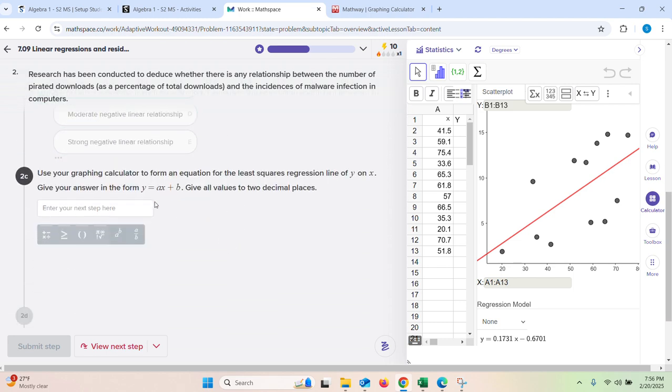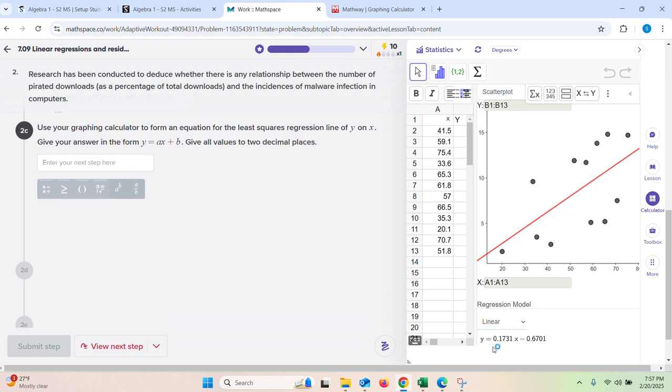All right, moving on. Now it wants you to use your graphing calculator or technology to find the least squares regression line on X. In other words, what is the linear equation of this red line? Well, it gives it to you right here at the bottom. Make sure it says linear. I think we're fine, but just make sure it says linear. So here's your equation. All you got to do is type that in.